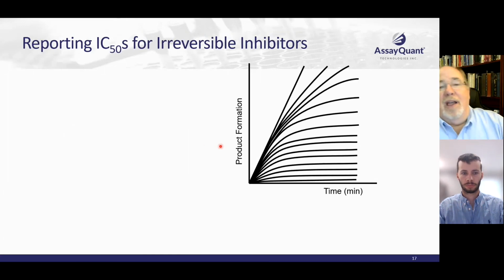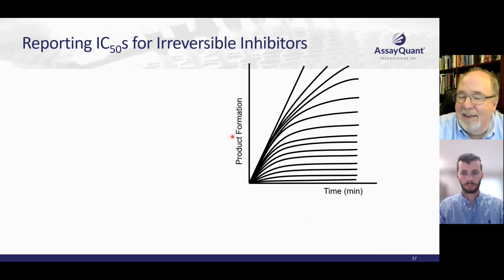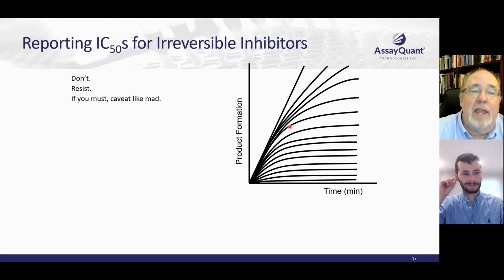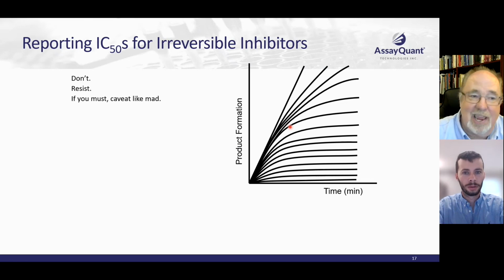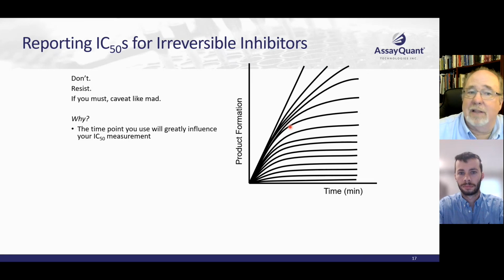Okay, so I'm going to close with an admonition about reporting IC50s for irreversible inhibitors. We're often asked to do this, and if you see IC50s in a paper that describes an irreversible inhibitor, that's usually your first sign that these people are not fully understanding what they're working with. So when they ask, we try not to, and we resist. And if our clients still say that they want them, then we're going to give them all the caveats, and we're going to caveat like crazy.